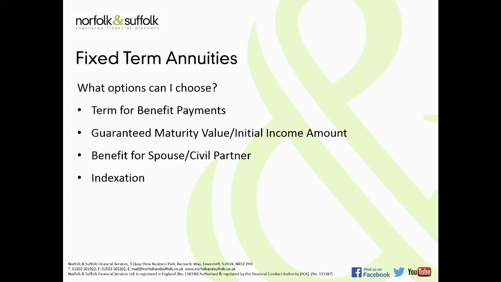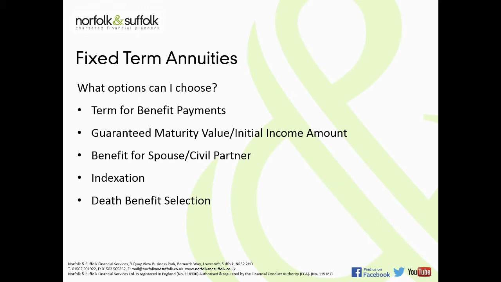Indexation. As mitigation for the effects of inflation, it is possible to select an indexation option for an annuity, with options for indexation existing at either 3%, 5%, retail prices index or consumer prices index. As the income paid from the annuity would increase over time, it would be expected that the initial income would be reduced to permit these increases to happen if an indexation option were selected.